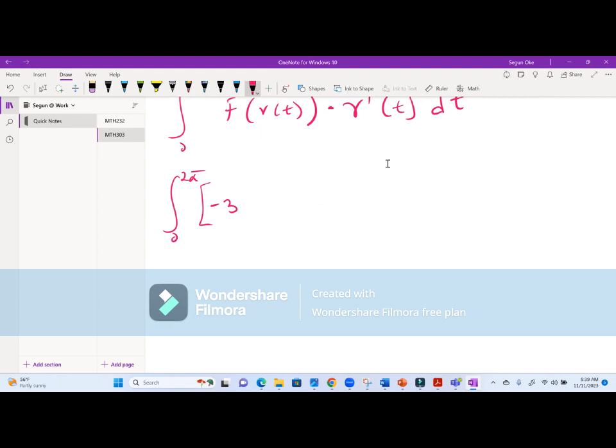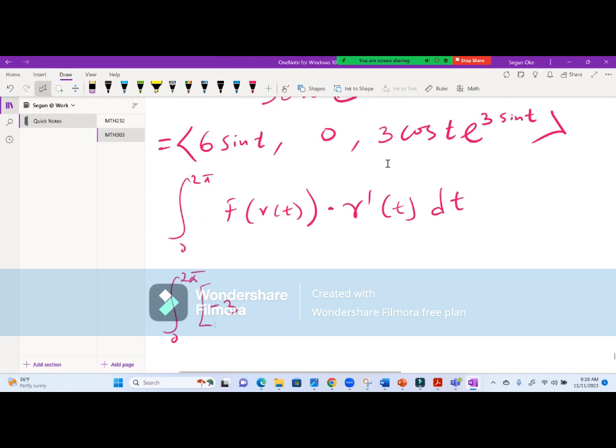The first one will be what? For r prime, let's write this one: minus 3t sine t. Let's first of all write f. F is the first one here. F will be 6 sine t, comma 0, comma 3, plus t, exponential 3 sine t.